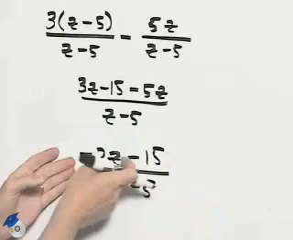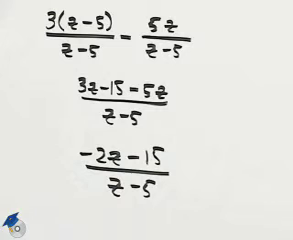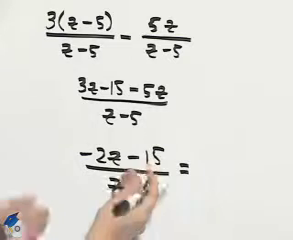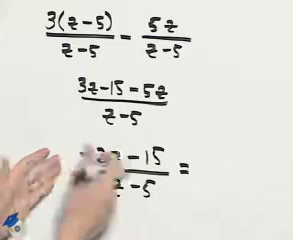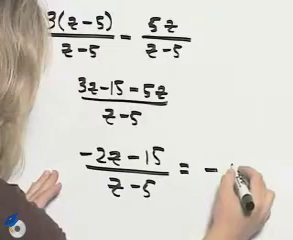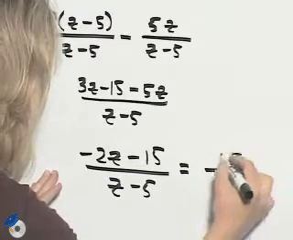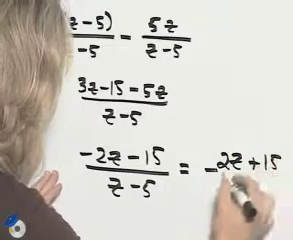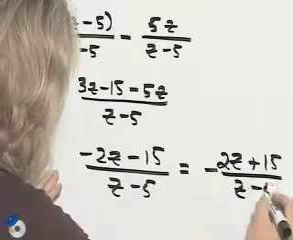We have a negative and a negative, and typically we don't want to leave a large number of negatives in the problem. So we can divide out a negative 1 in front, and so we'll have 2z plus 15 all over z minus 5.